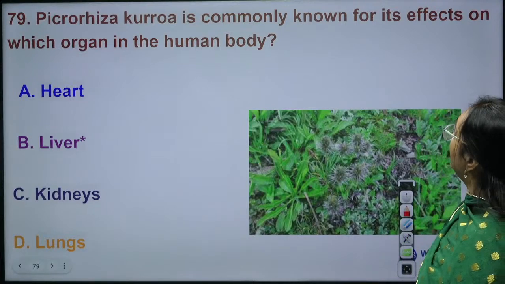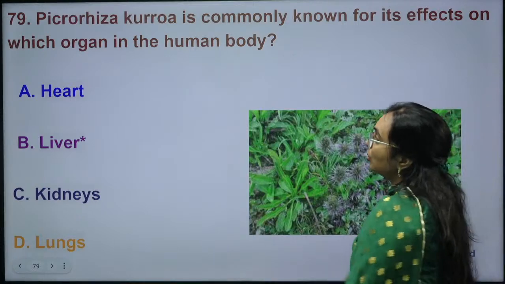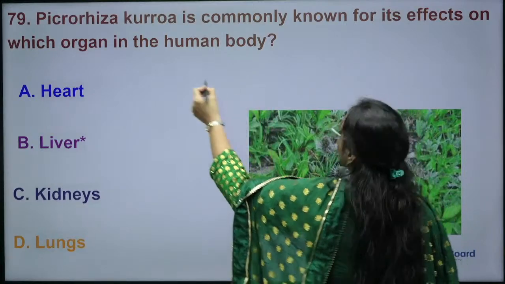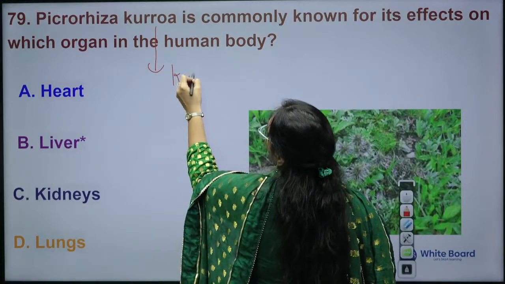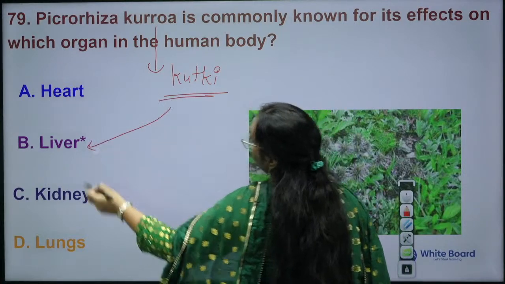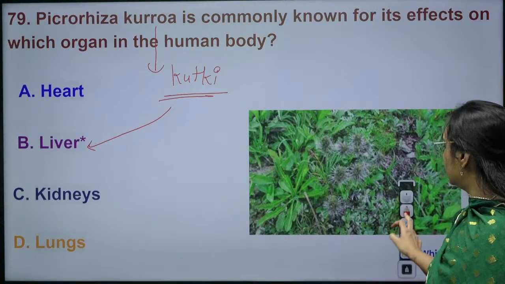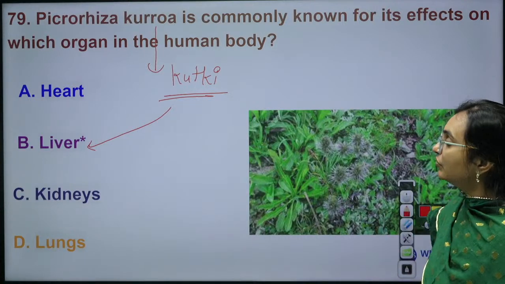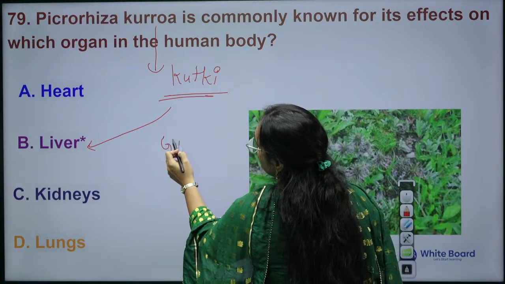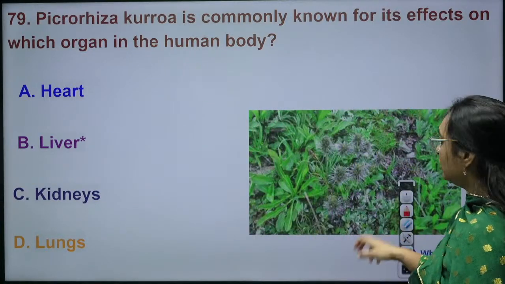Which plant is commonly known for its effects on which organ in the human body? The common name of this plant is also called by another name. It has very excellent effects on the liver and also some gastrointestinal effects. GI and liver. Let us see the last question for this session.